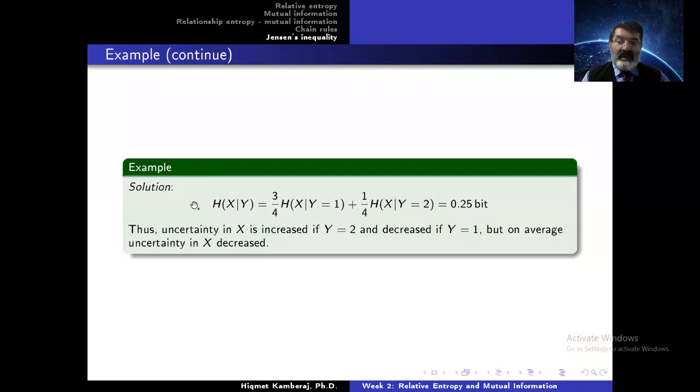Then h of x given y would be the average value of the two values we calculated, h of x given y equal to 1 and h of x given y equal to 2, each with probability 3 over 4 and 1 over 4 respectively. Then you get 0.25 bit. Thus, uncertainty on x is increased if y is equal to 2 and decreased if y is equal to 1, but on average, uncertainty in x decreased if we compare h of x given y with h of x that we found on the first line.